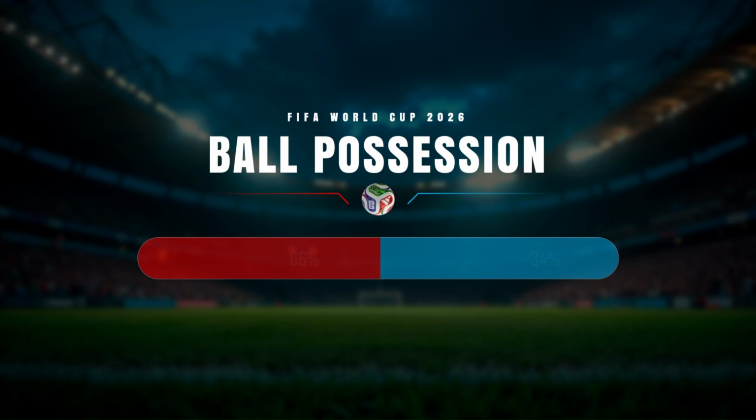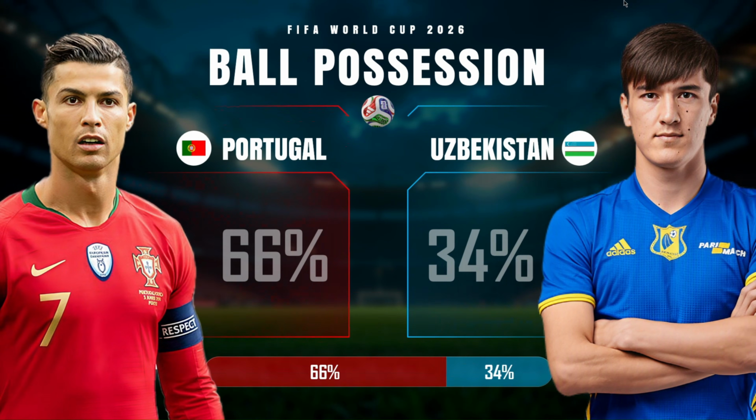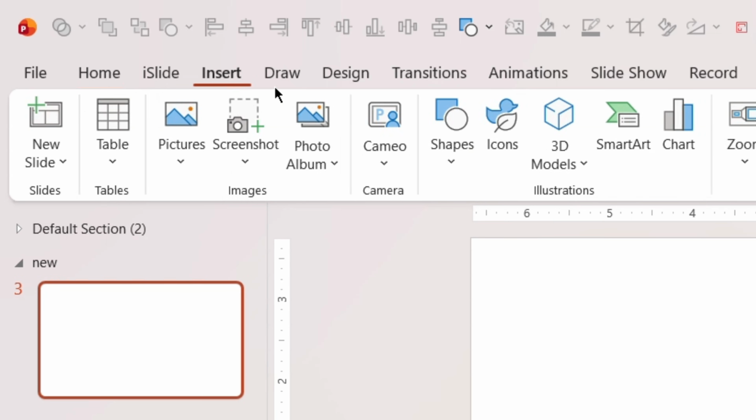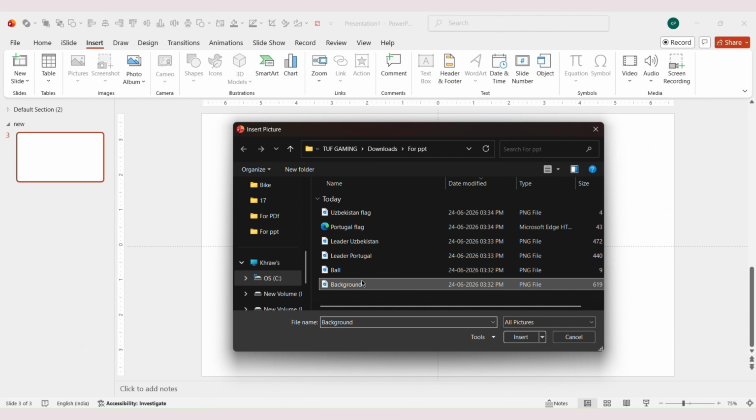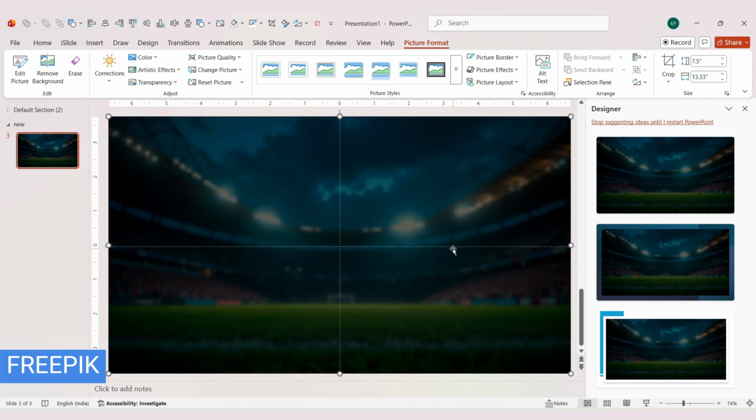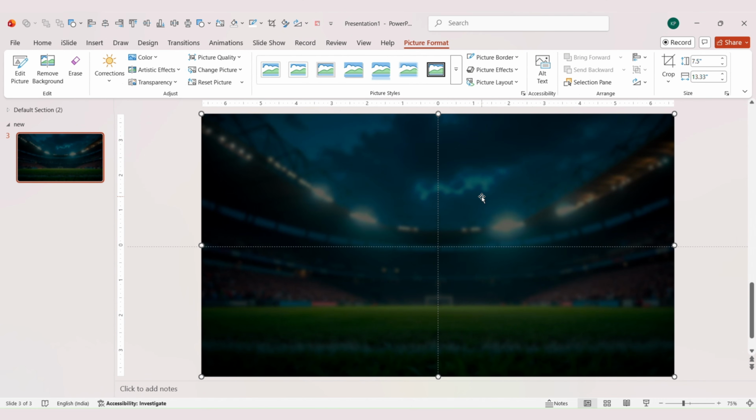Hi, let's recreate this slide with me. So first, let's add a background picture here. Let's add it from this device if you already have it. Now, for this picture, I downloaded it from FreePic. Now, when you're done, you can add a text box here.